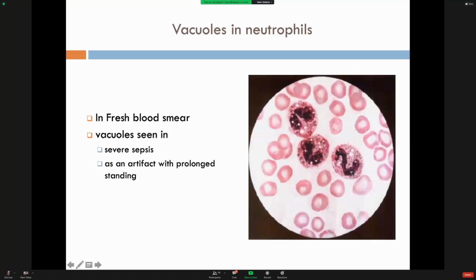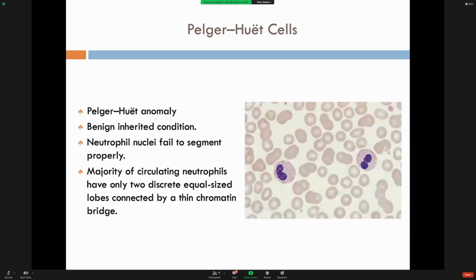White dots. Pelger-Huët cells are very close to agranular neutrophils; they call it Pelger-Huët anomaly. It's a benign inherited condition. The neutrophil nucleus failed to be segmented. You notice in the picture here a pinkish color in the cytoplasm, but the neutrophil is still like bands. It's not segmented. So this is a benign inherited condition. You can see it; it's called Pelger-Huët anomaly.